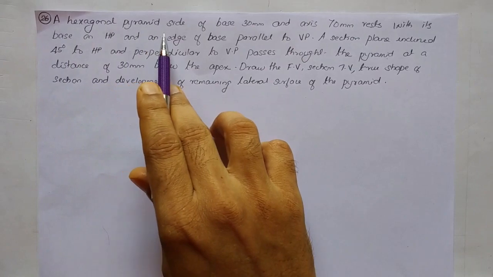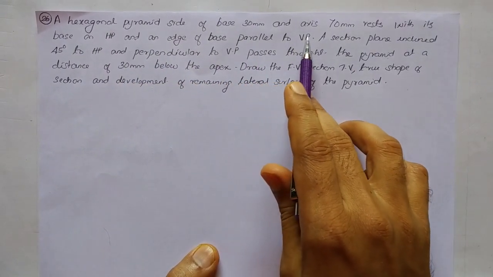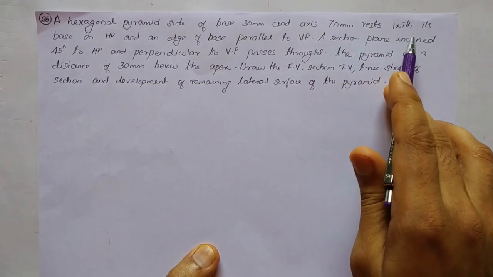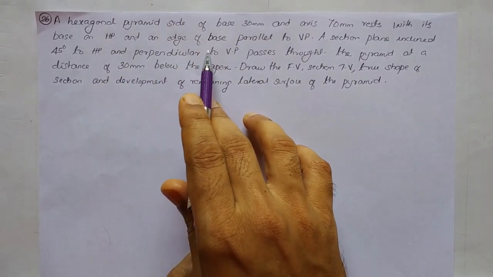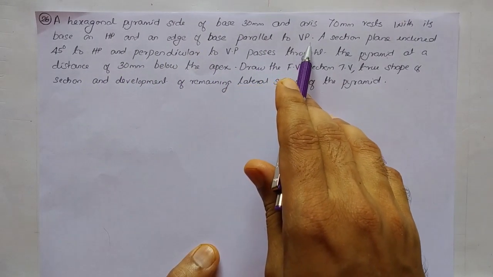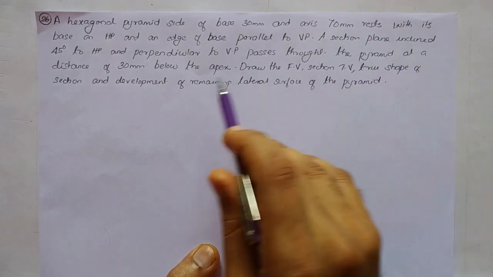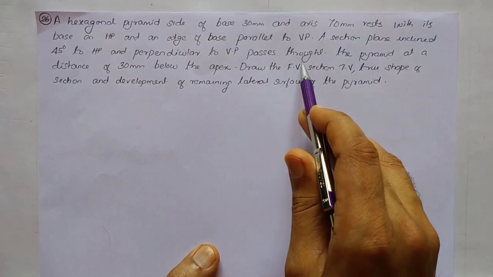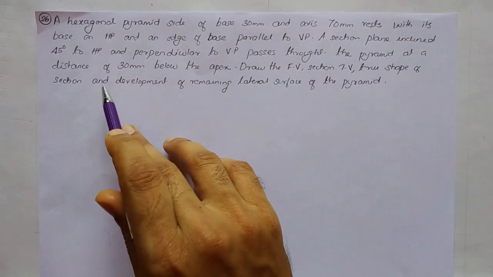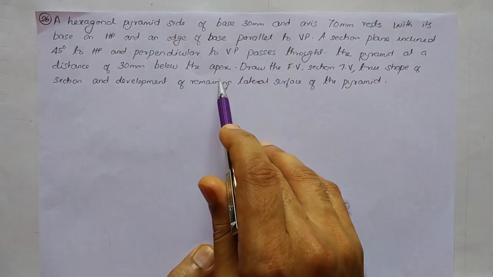A hexagonal pyramid, side of base 30 mm and axis 70 mm, rests with its base on HP and an edge of base parallel to VP. A section plane inclined 45 degree to HP and perpendicular to VP passes through the pyramid at a distance of 30 mm below the apex.